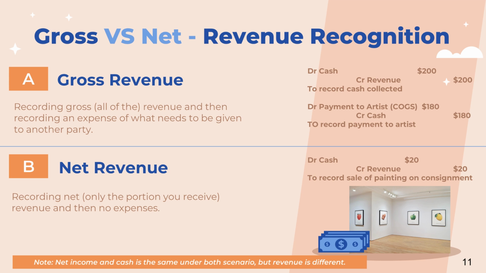If we were to use the net method, we would only be recording the money that we are getting. So this would be debiting cash for $20 and then revenue for $20. As you can see, in both scenarios the overall net income and cash is the same. However, the revenues are different.